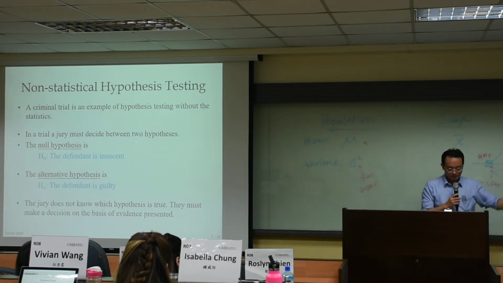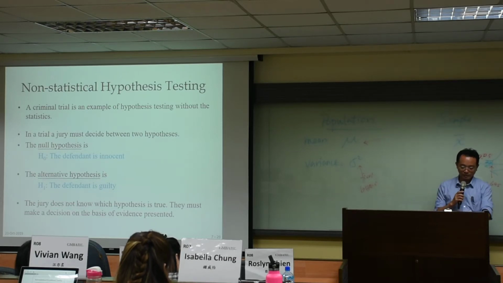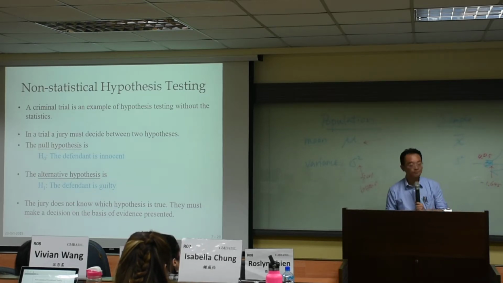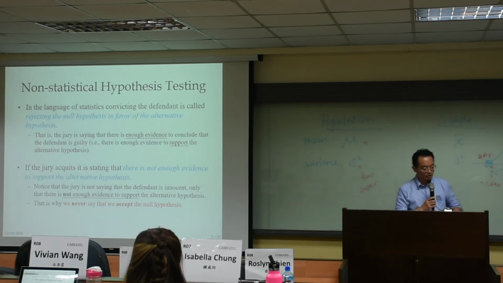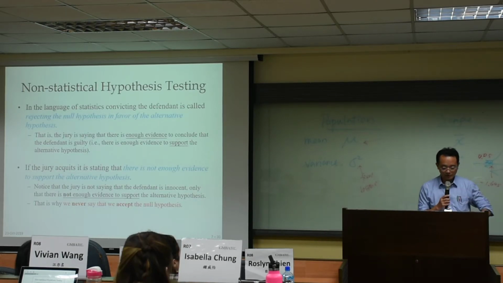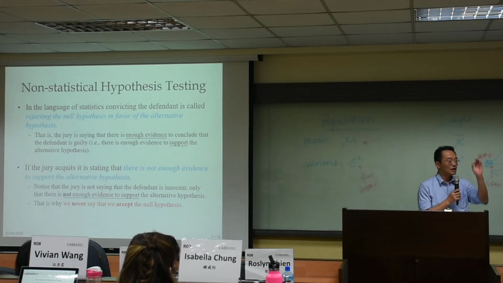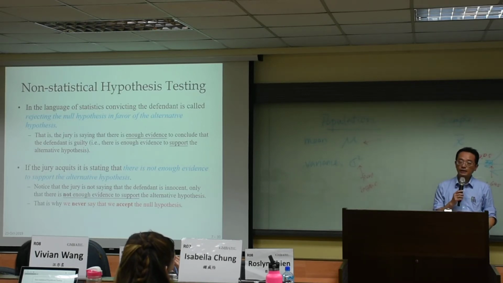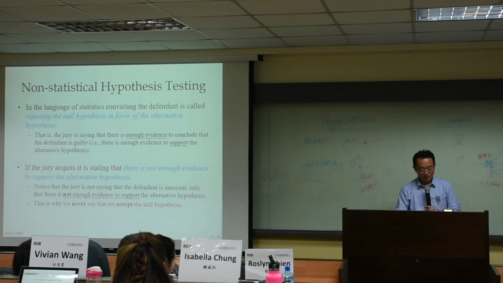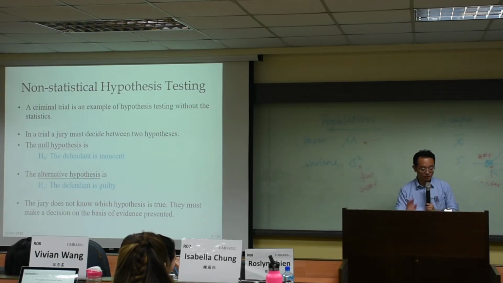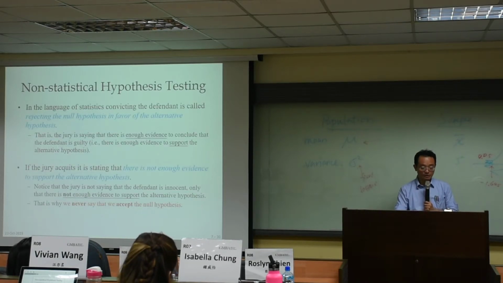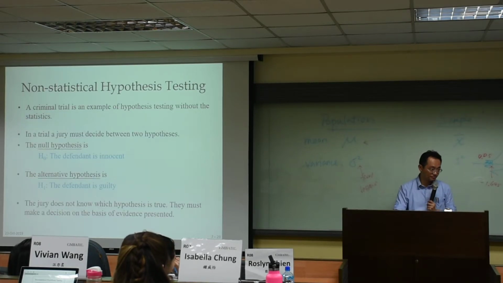The jury does not know which hypothesis to choose, so they must make a decision on the basis of the evidence presented. Everyone knows this. In the language of statistics, convicting the defendant is called rejecting the null hypothesis in favor of the alternative hypothesis. We reject the null hypothesis. It means that we don't think the defendant is innocent, and in favor of the alternative hypothesis, it means that we think the defendant is guilty.